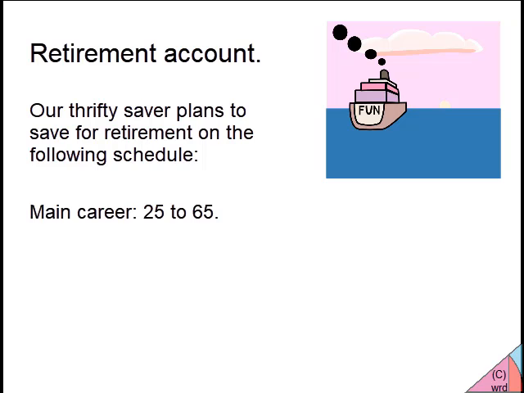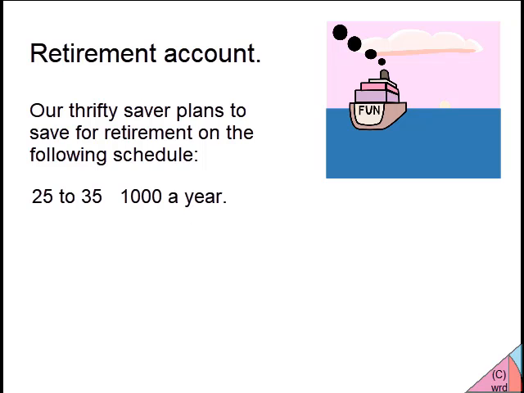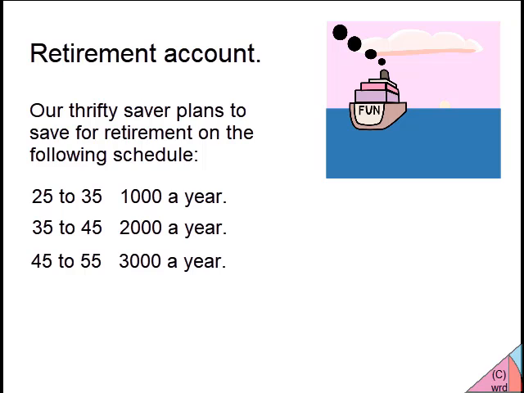Our thrifty retirement saver is going to work from age 25 to 65. She will try to observe the following schedule for retirement savings. From ages 25 to 35, she wants to put away $1,000 a year. From 35 to 45, $2,000 a year. From 45 to 55, $3,000 a year. From 55 to 65, $4,000 a year.